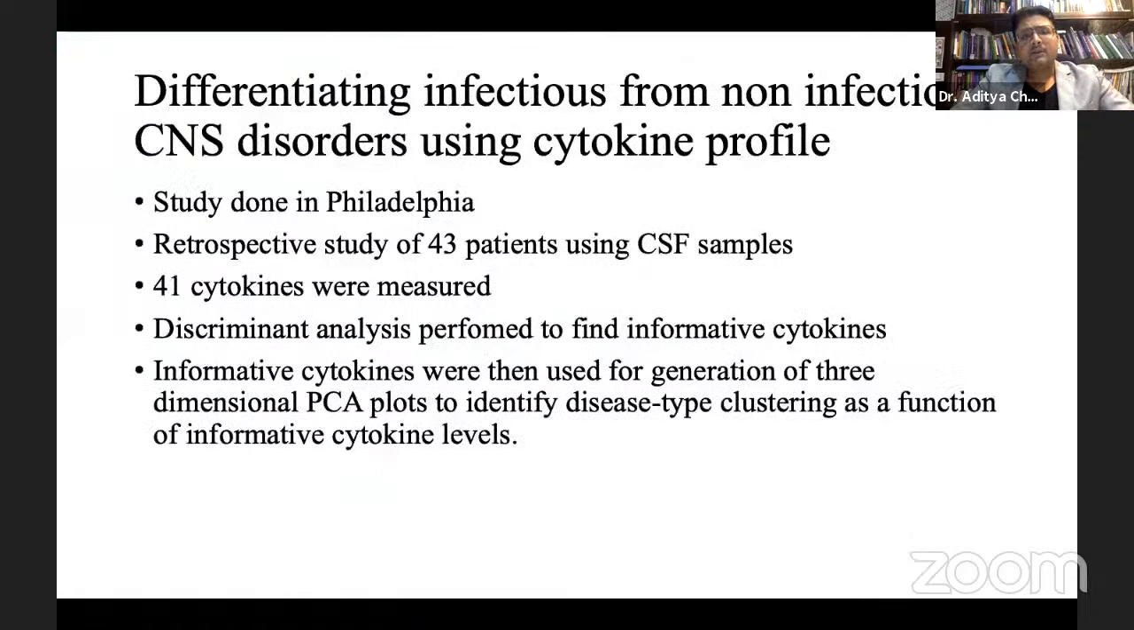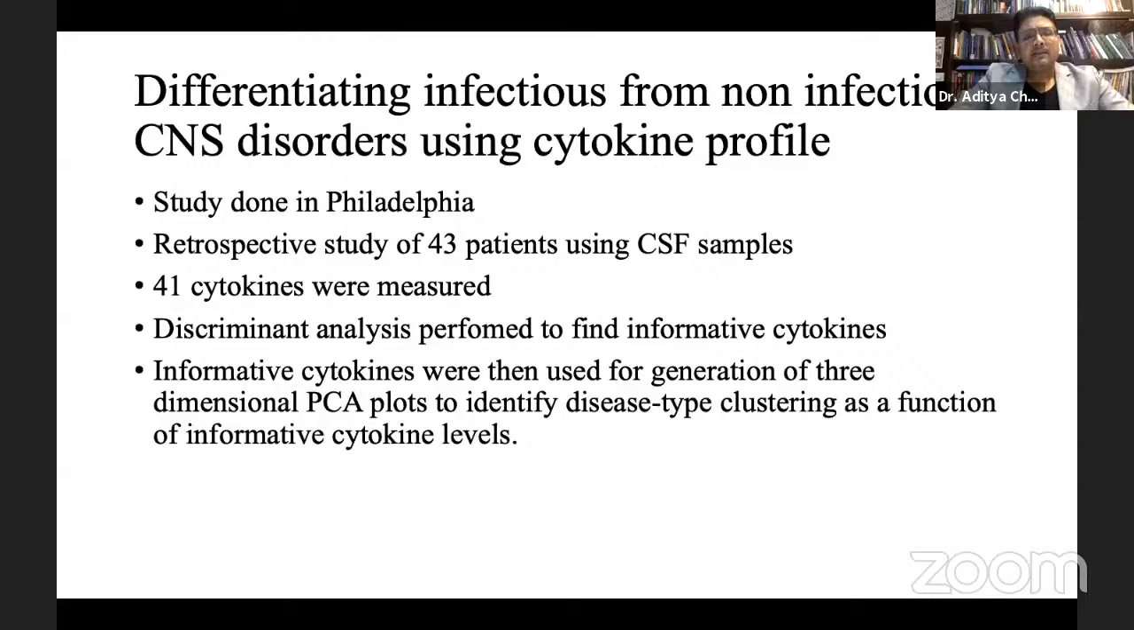However, there was a wonderful study done in Philadelphia in which they retrospectively studied 43 patients using their samples and measured all 41 cytokines in all 43 samples. They did the discriminant analysis, which is a statistical technique to find out which cytokines were of importance in actually differentiating patients of inflammation who were infectious and non-infectious.